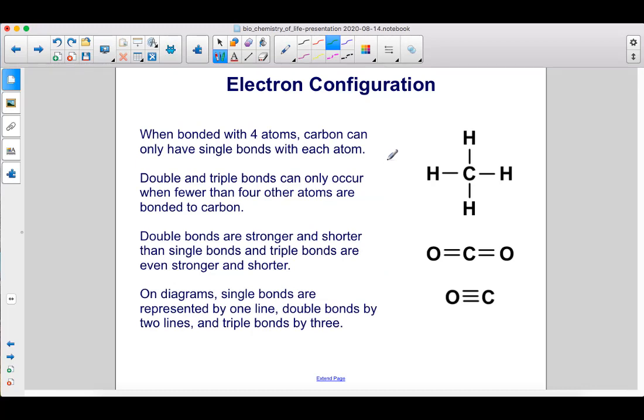When bonded with 4 atoms, carbon can only have single bonds with each atom. Double and triple bonds can only occur when fewer than 4 other atoms are bonded to carbon. Double bonds are stronger and shorter than single bonds, and triple bonds are even stronger and shorter. On diagrams, single bonds are represented by 1 line, double bonds by 2 lines, and triple bonds by 3.